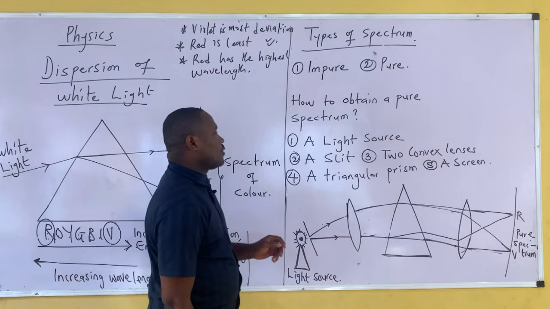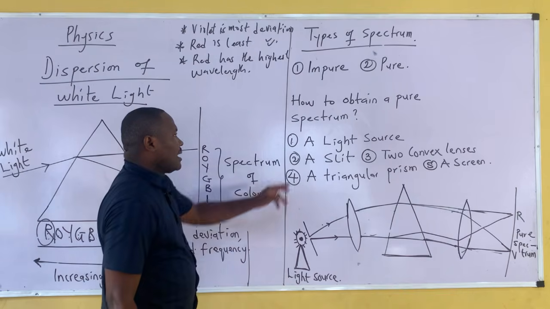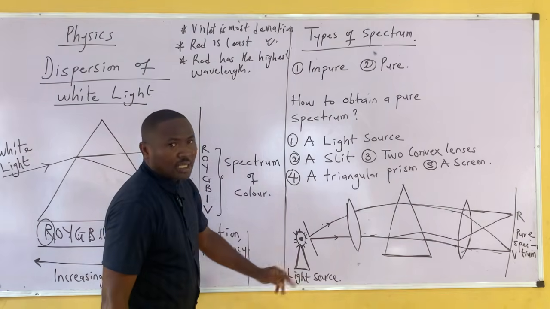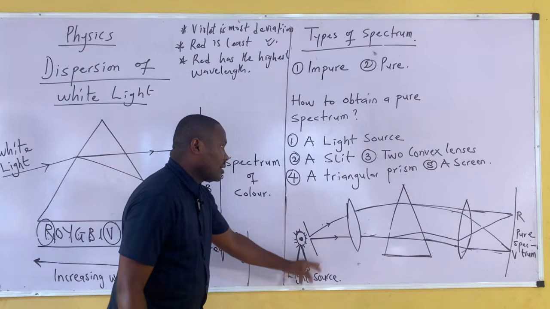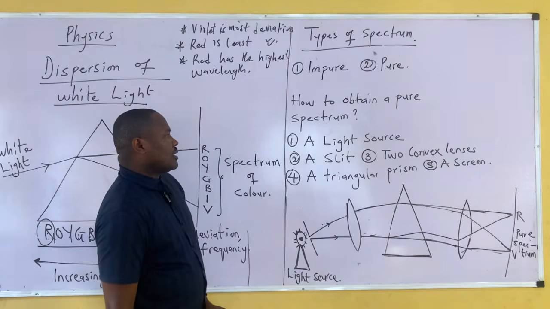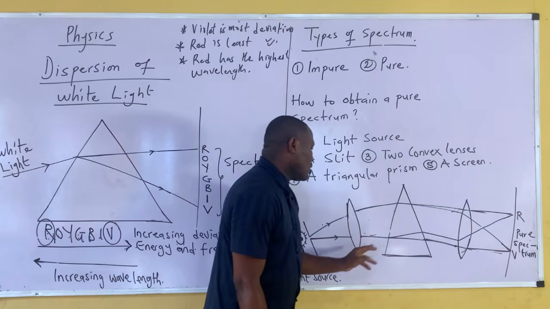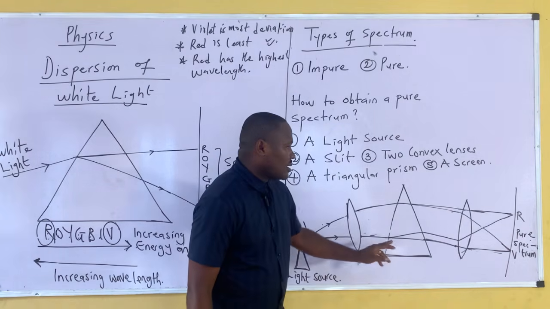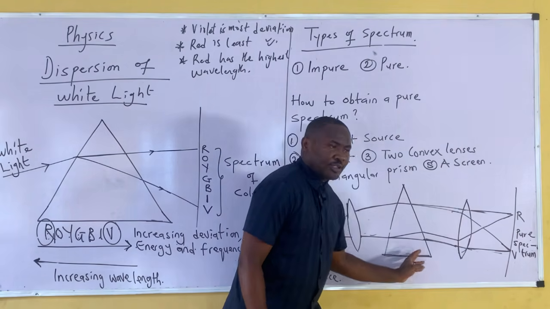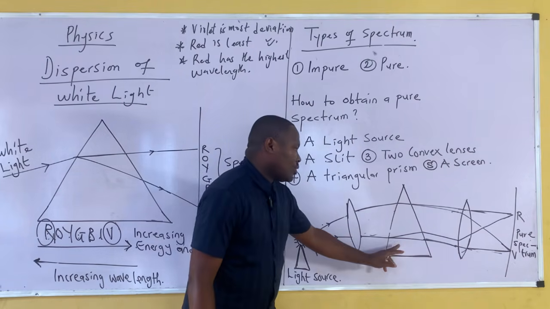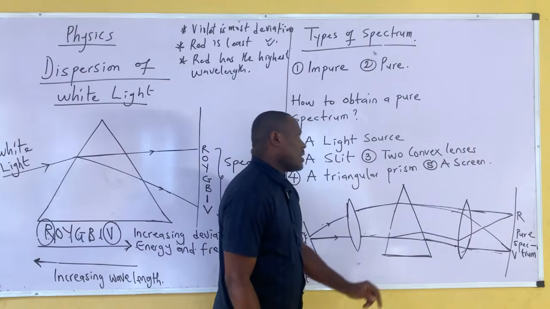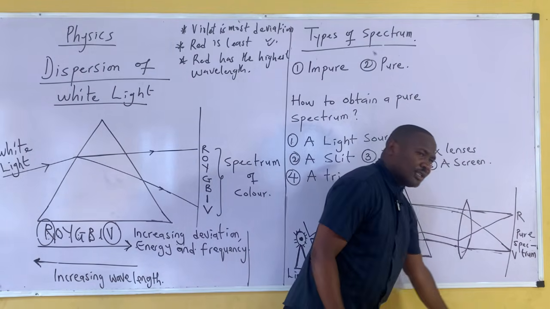Now let's look at each of them in the diagram here. A light source, look at it, a light source. Number two, a slit, look at the slit here. Number three, two converging lenses, one before the prism and one after the prism. Number four, we have a triangular prism, which is this. Then number five, we have a screen, which is this.